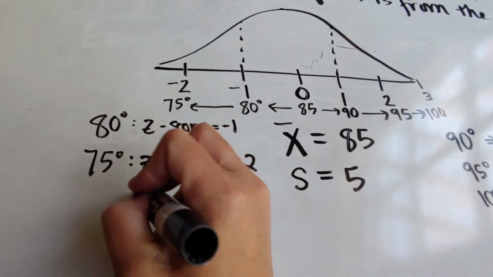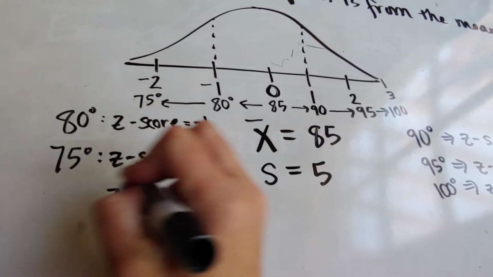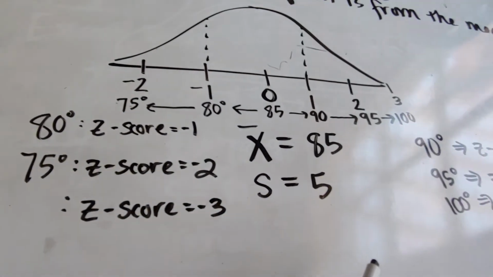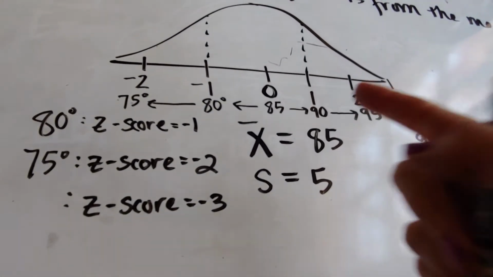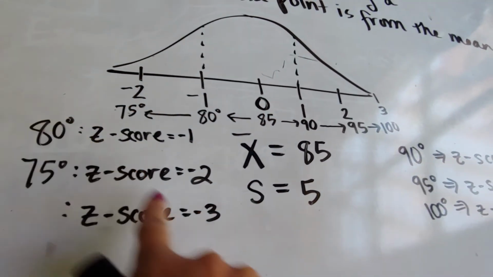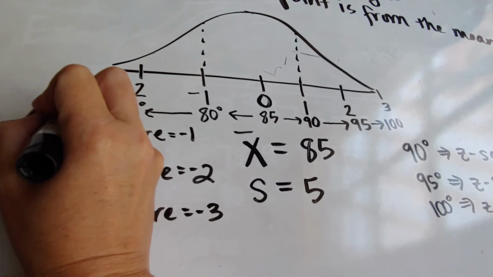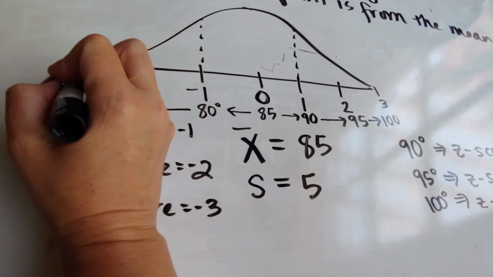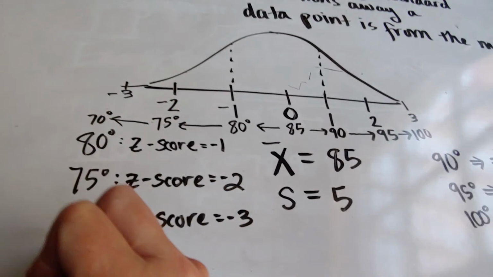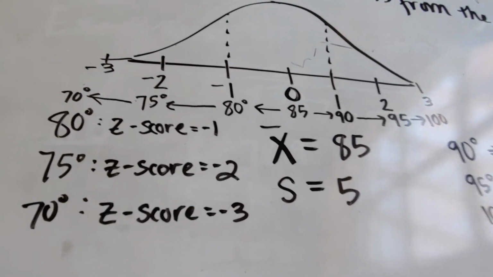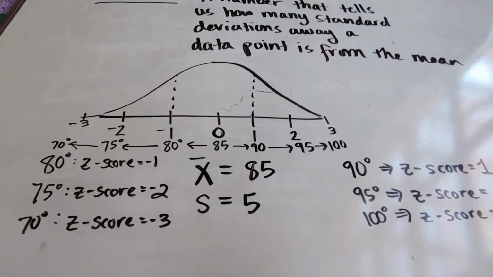Okay. Now, if I asked you, hey, what temperature has a z-score of -3? Well, what you'd want to think about is that negative means I'm below, and 3 means 3 standard deviations. So I'm going to go 1 more, subtracting 5, and that would be 70. So here, 70 degrees.